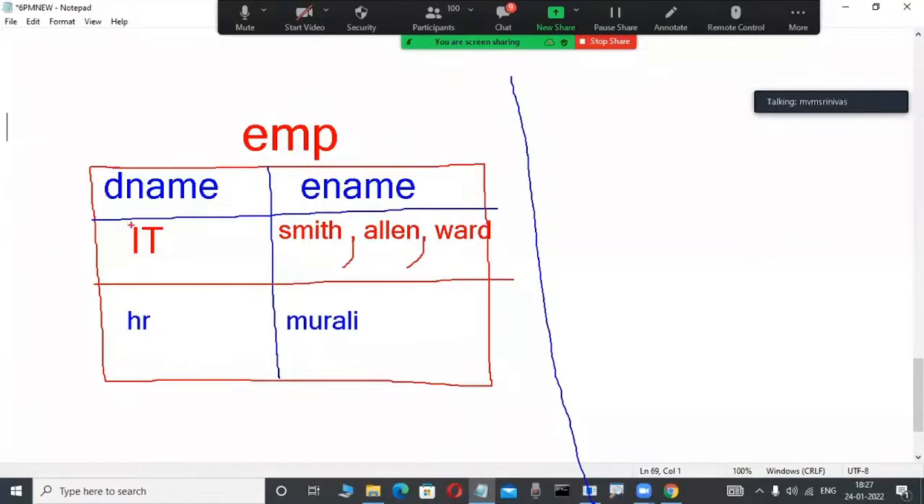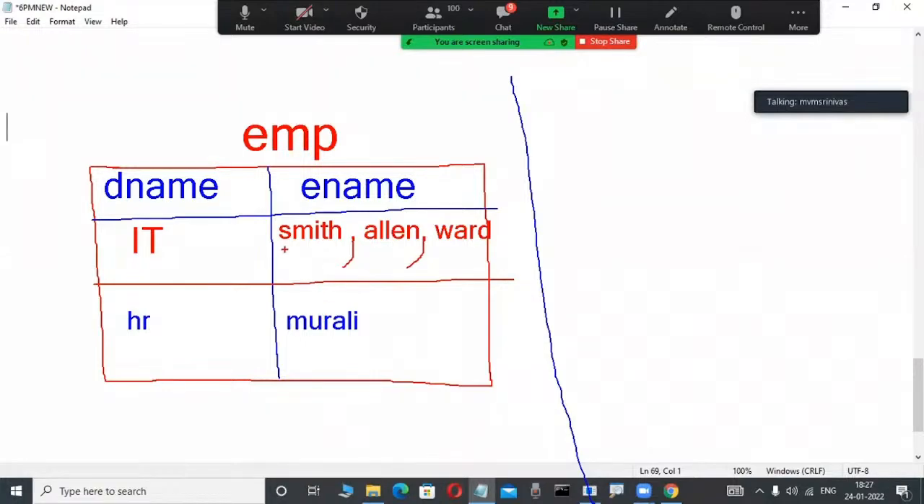In this table here, this is a cell. This is a cell. This is another cell. This is another cell. This is another cell. But every cell has what? A single value. Suppose this IT is a single value, there is no problem. Again, HR is a single value, there is no problem. Murali is a single value, there is no problem. Data in each column should be atomic. That is a rule. Okay, fine. There is no multiple value separated with comma.